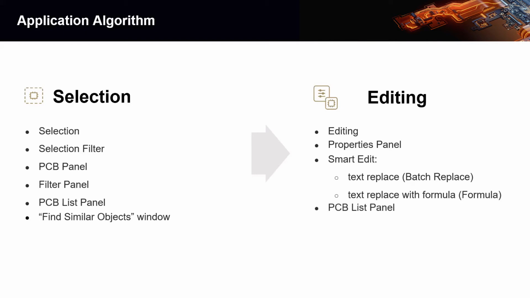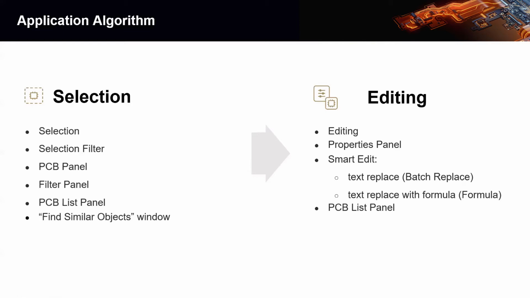Now, again, the PCB list panel allows you to view or edit any of the objects all at once, because the other methods that we have, like on the left-hand side to select objects, either in the selection filter, in the PCB panel, in the filter panel, those tools allow us to select objects, but we have to edit them in the properties panel. The only other panel that allows you to make those edits, folks, is the PCB list panel.